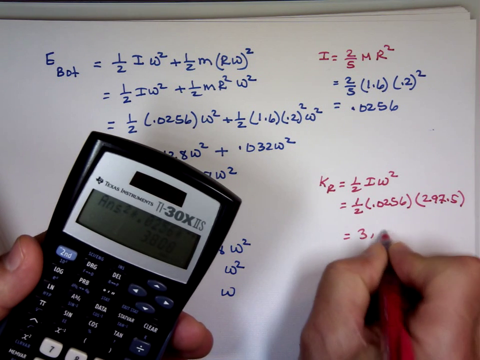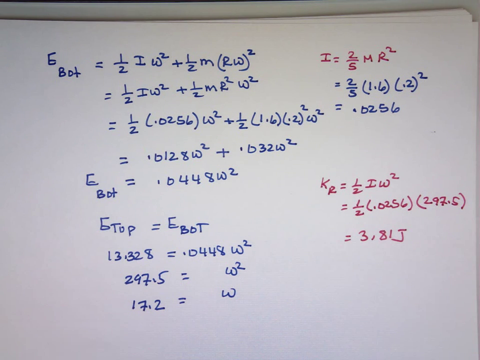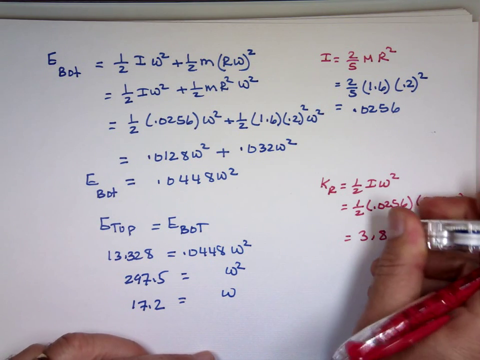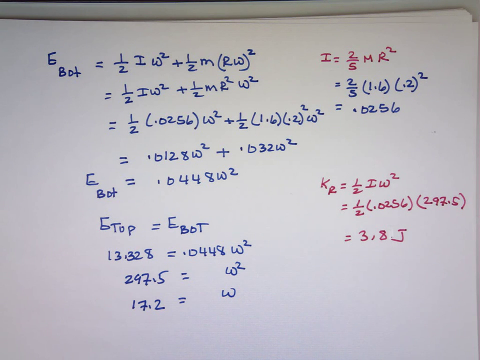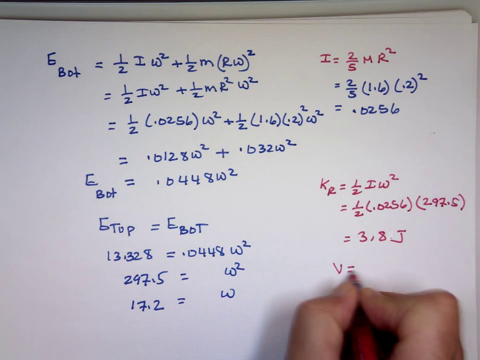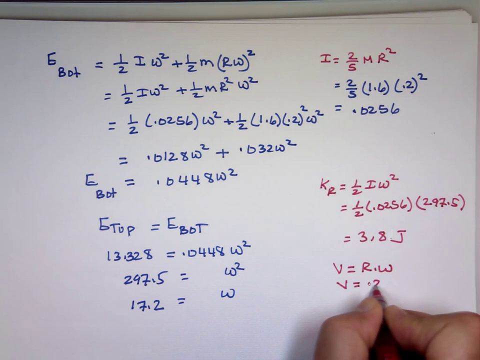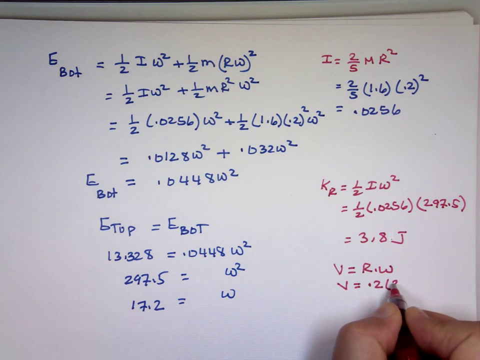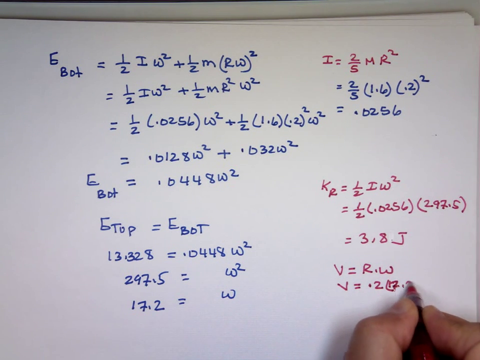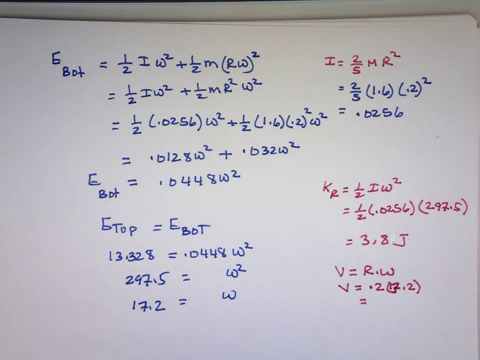0.81 joules. Two significant digits: 3.8 joules. They say to use two significant digits. V equals R times W. We know what W is. V equals 0.2 times 17.2, which is 3.44.